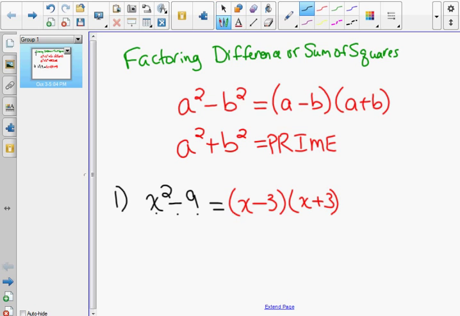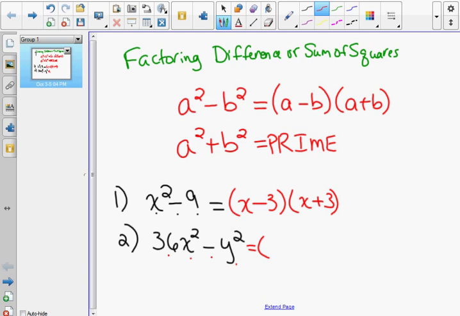So let's take a look at a second example. How about 36x squared minus y squared. So even though this one is a little bit more complicated, it works the same way. We still have a perfect square of 36, a perfect square of x squared, a perfect square of y squared, and then subtraction in the middle.